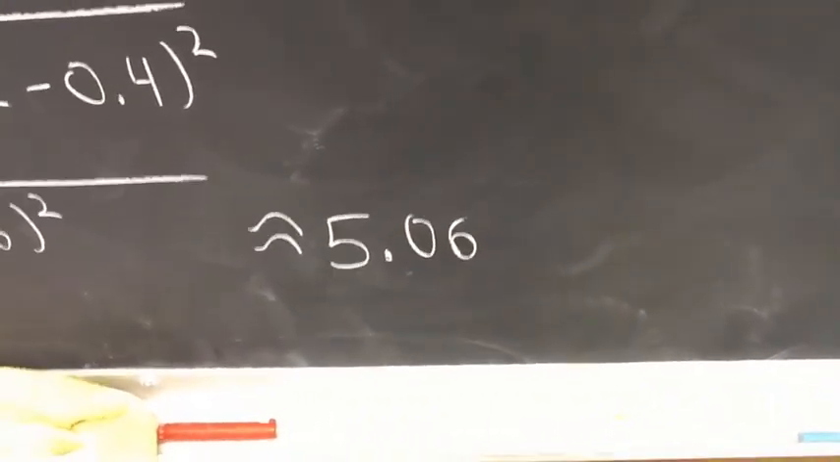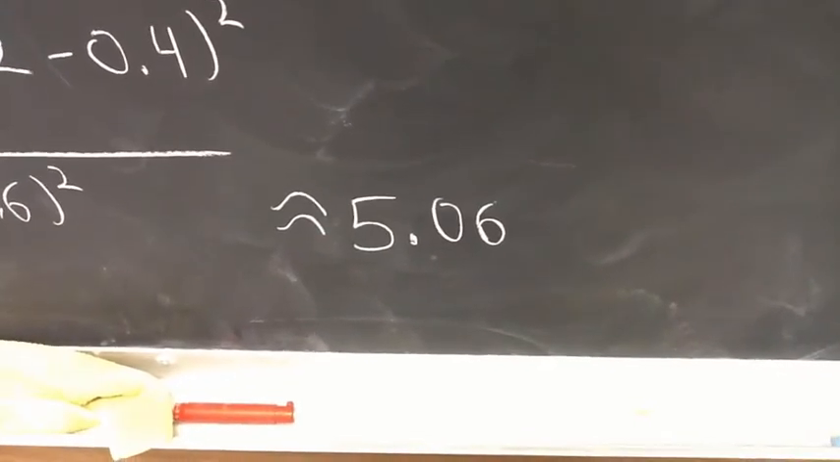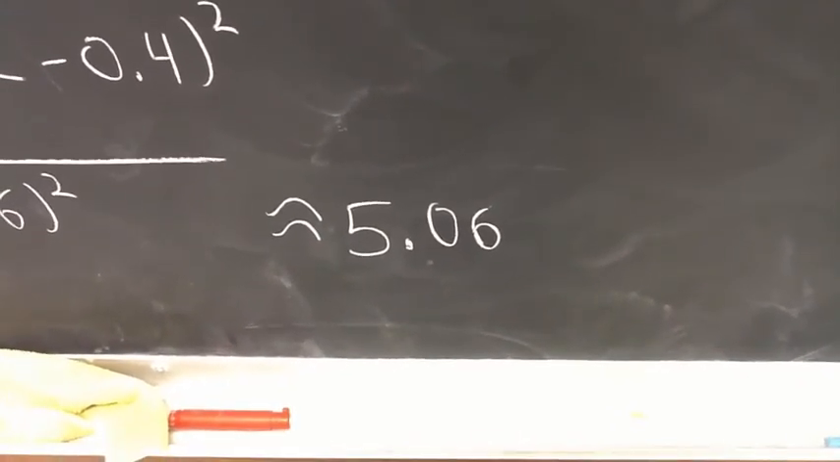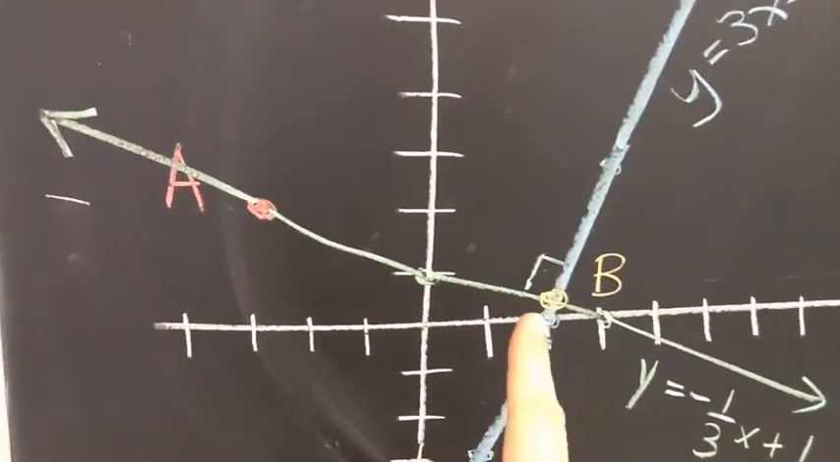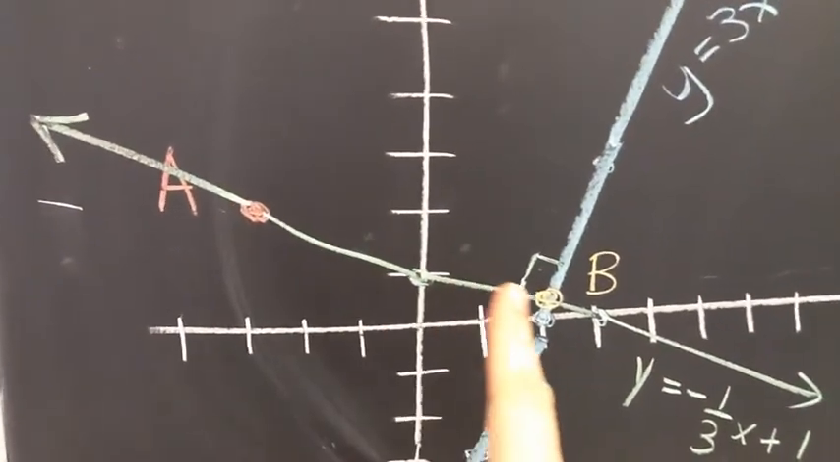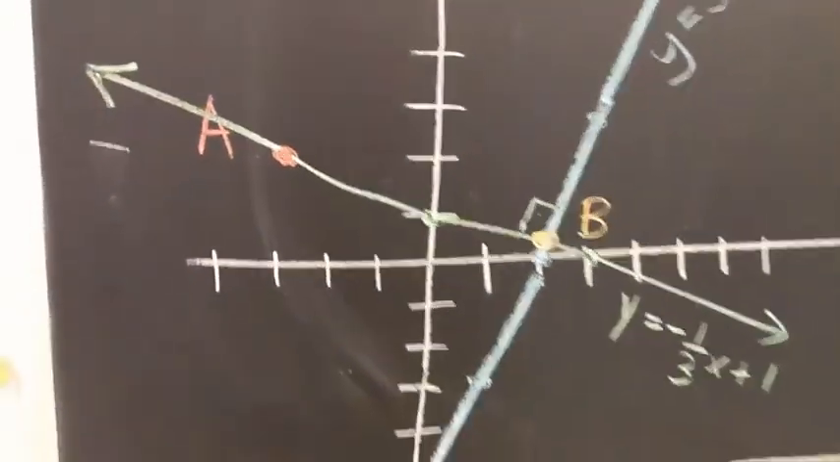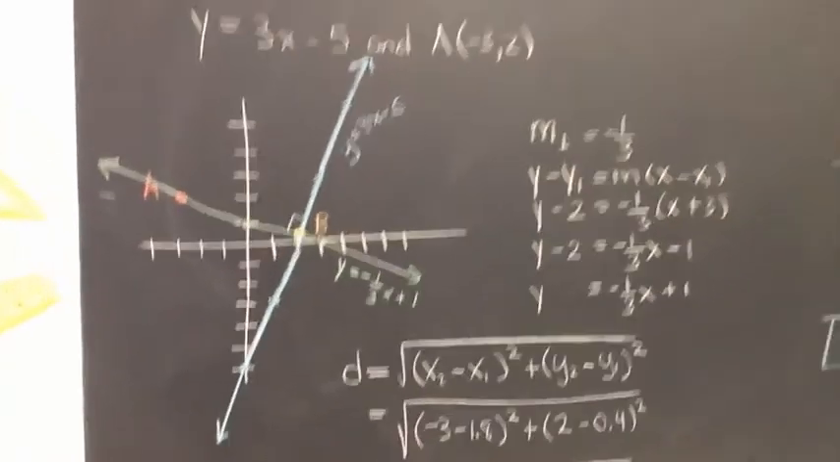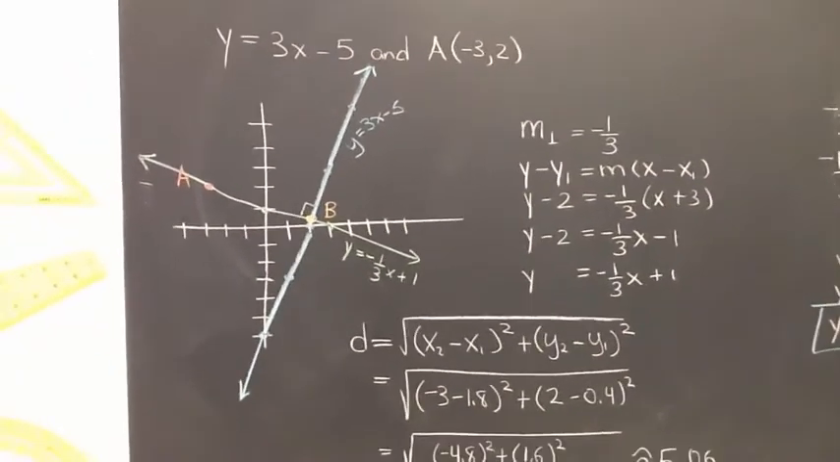And we found it. The shortest distance, approximately to the nearest hundredth, is 5.06. And so what we're saying here is that this length right here is 5.06. And that is how you find the shortest distance from a point to a line.